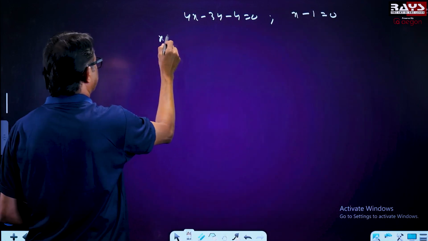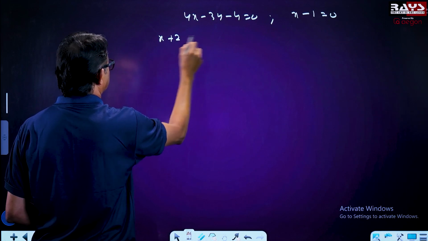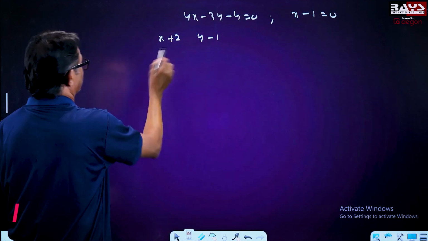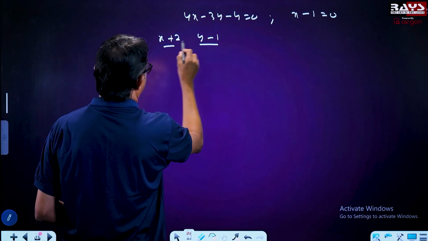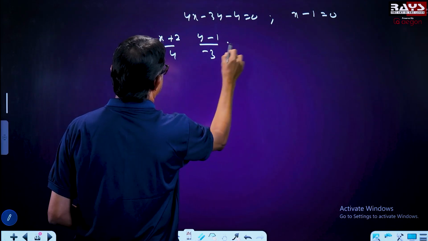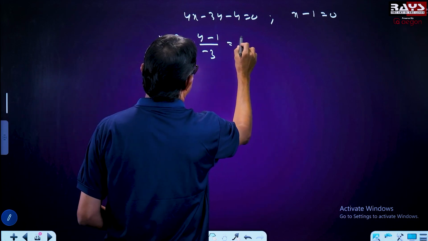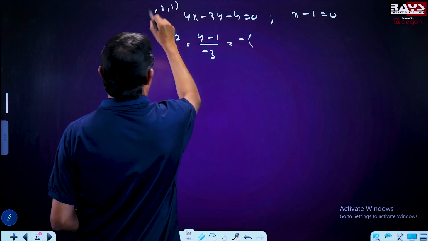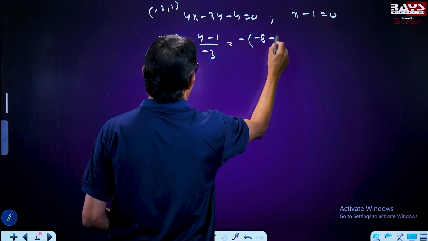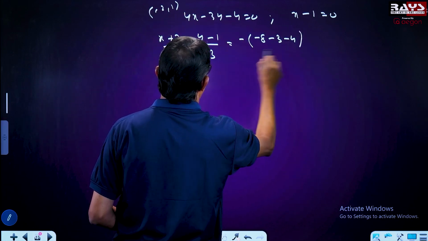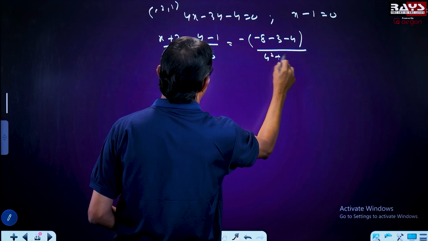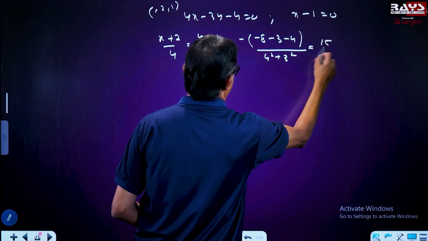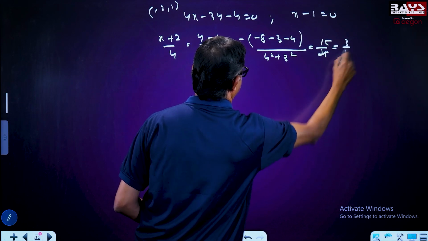From the point (-2, 1), (x plus 2), (y minus 1). So the foot of the perpendicular, divided by 4 and -3, is equal to minus of (4 into -2, minus 3 into 1, minus 4) divided by 4² plus 3². So 4 into -2 is -8, minus 3, minus 4, that is -15, divided by 25, so 15 by 25, that is equal to 3 by 5.